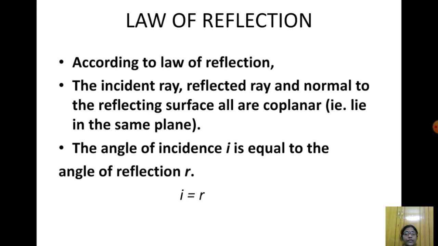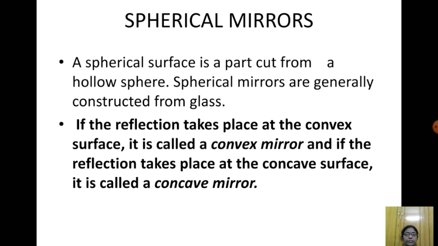So this is the law of reflection. According to the law of reflection, we have these two laws. The incident ray, reflected ray and the normal all lie on the same plane, and the angle of incidence should be equal to the angle of reflection.